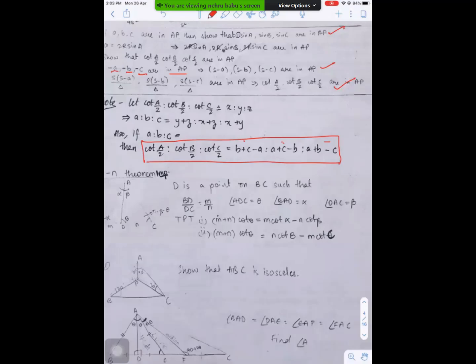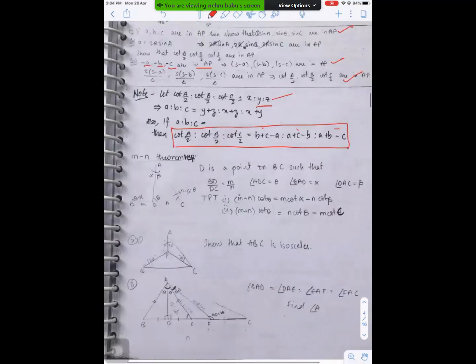Similarly, if you know cot A by 2, cot B by 2, cot C by 2, this above result is also important. From that you can find A is to B is to C. If you take A, the other terms, Y plus Z. For B, other than B, the remaining two combination, X plus Z. For C, X plus Y. So if the cot half angles are in X is to Y is to Z ratio, then the sides are always in the ratio Y plus Z is to X plus Z is to X plus Y.